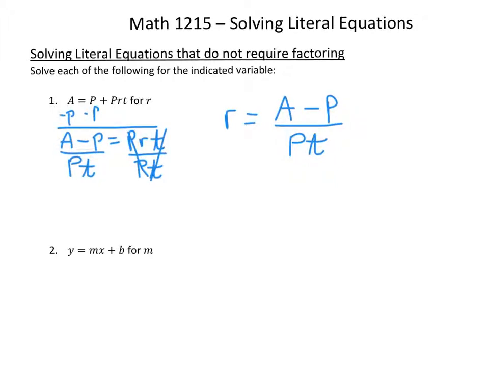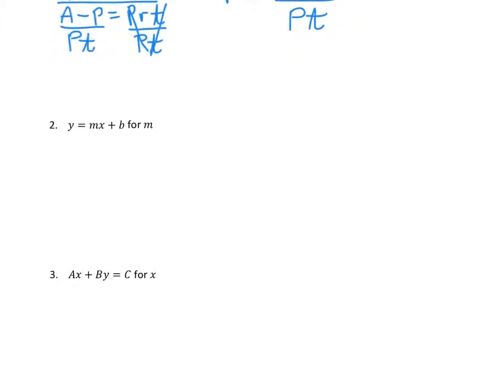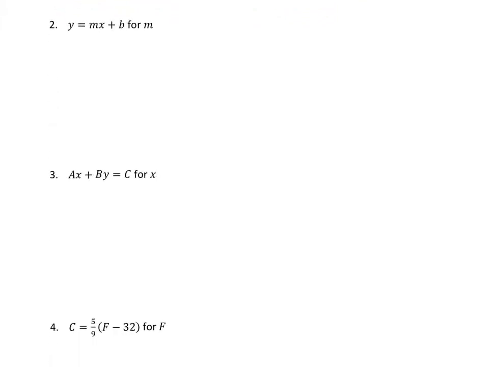Okay, let's look at the next example. We're trying to take the equation y equals mx plus b, which is the equation of a line, and solve it for m, meaning get m alone. Now before we can get m alone, we have to get the whole term mx to be alone. So we need to eliminate the plus b on there. We'll do that by subtracting b from both sides.